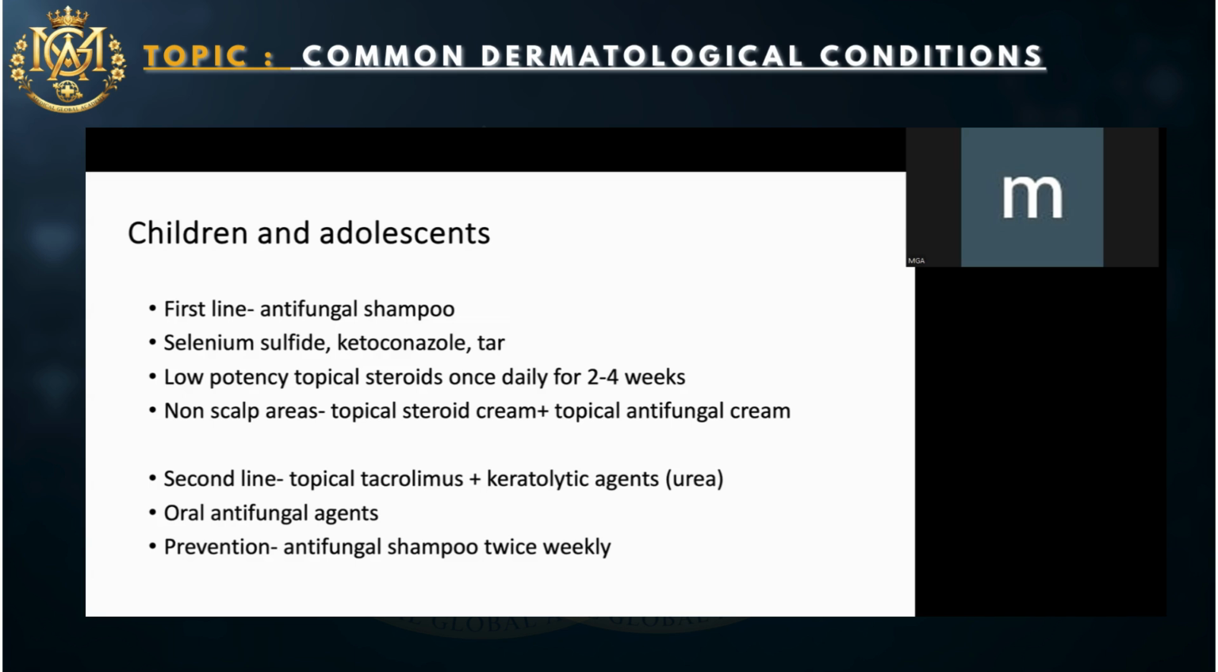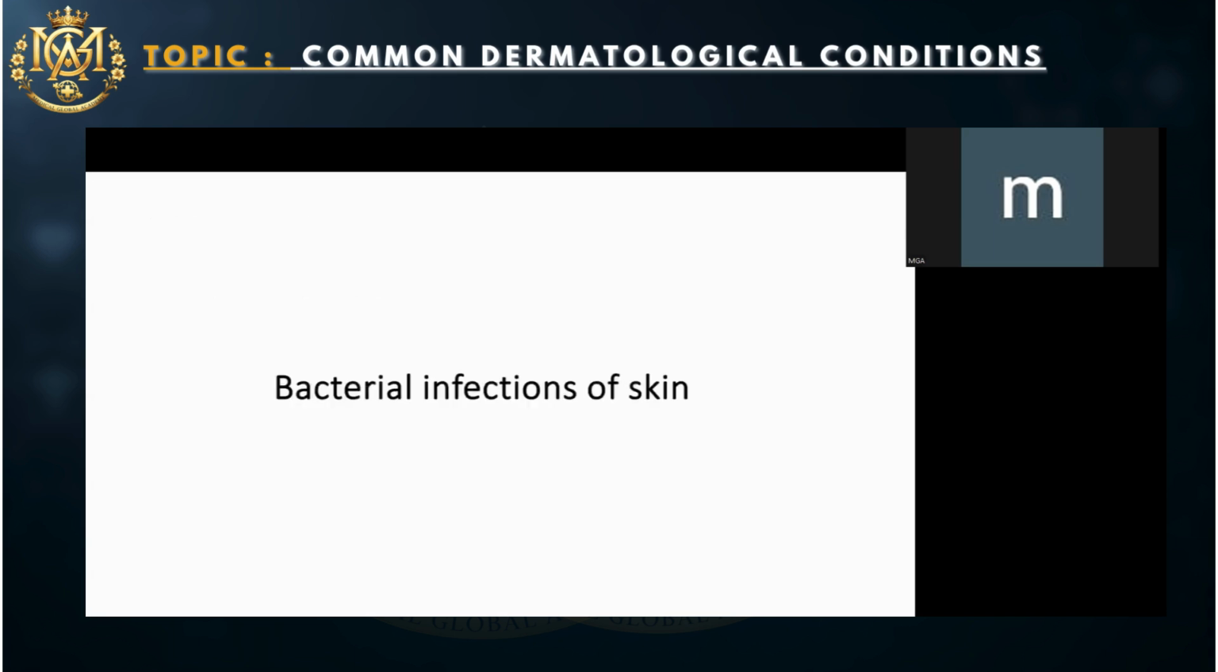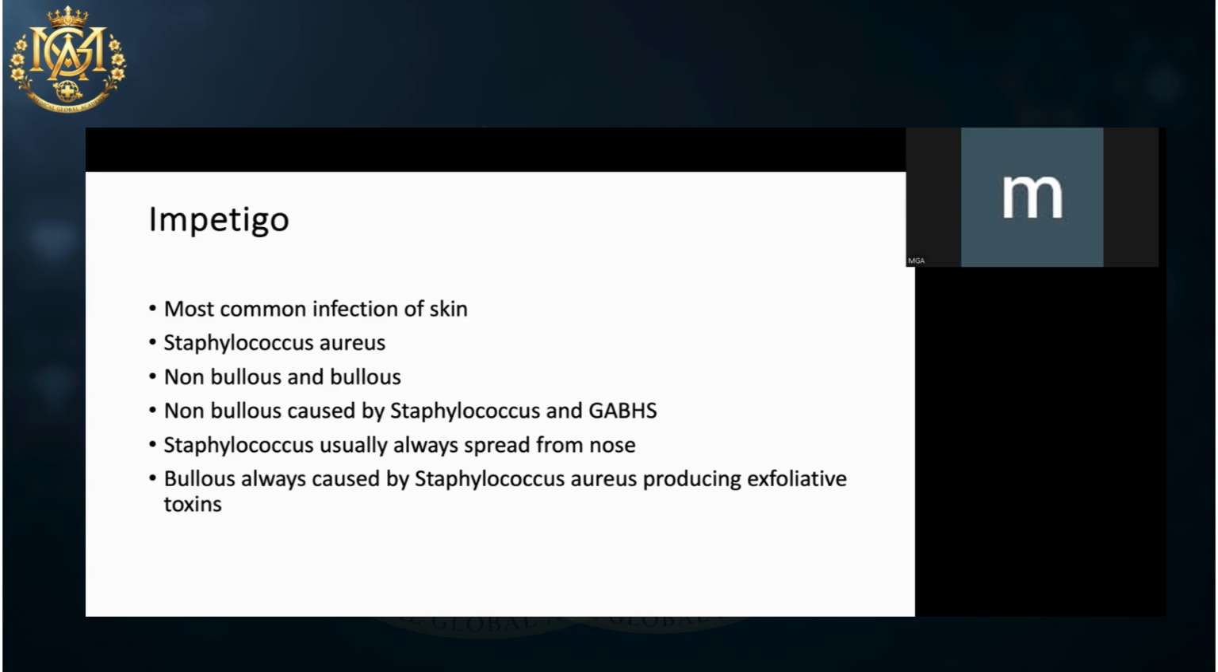Dandruff, what we call, is also a form of seborrheic dermatitis in medical terms. The layman's term is dandruff, the medical term is seborrheic dermatitis. So management is antifungal shampoo or ketoconazole shampoo. Second line therapies are topical tacrolimus and other keratolytic agents. Oral antifungal agents are to be used in resistant cases, and prevention of seborrheic dermatitis is usage of antifungal shampoo containing ketoconazole twice weekly. So, coming on to some important bacterial infections of skin.